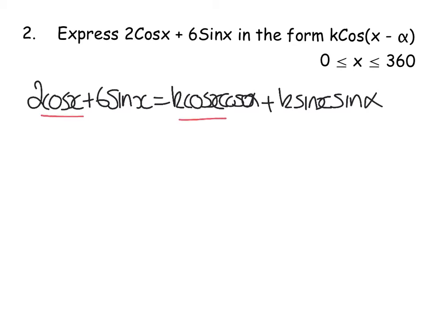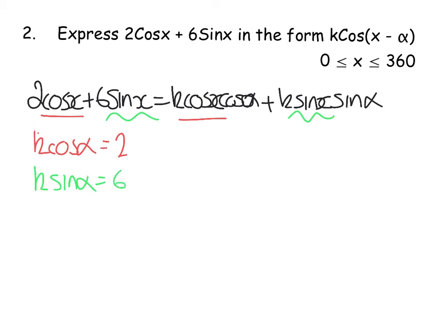Cos is with cos, and cos is with 2. So k cos alpha equals 2. Then I'm going to do the sine. So sine and sine, so k sine alpha. Over here on the right, sine is with sine, and on the left, sine is with 6.